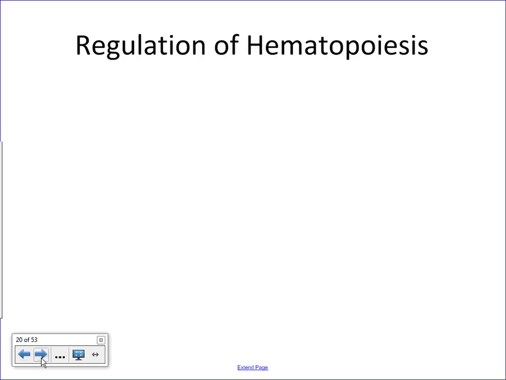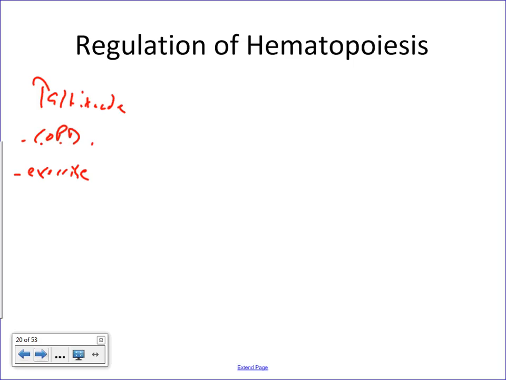Now, like I said before, one of the biggest regulators of this process is the blood oxygen level. There are certain scenarios where your blood oxygen levels could go down. For example, if you go to high altitude, if you've got COPD, a lung disorder, or if you exercise. These are all causes that could increase your red blood cell count.